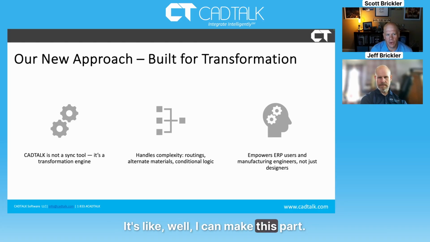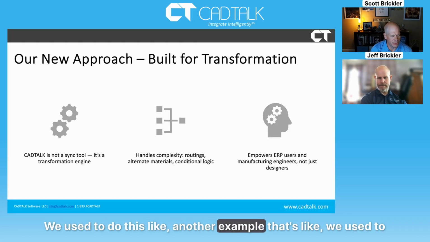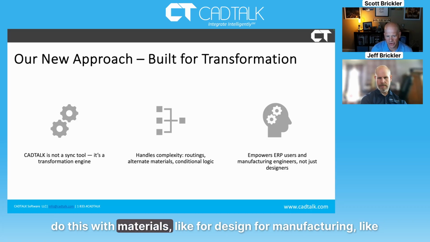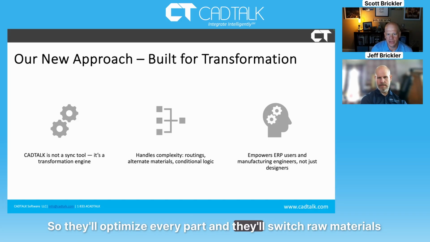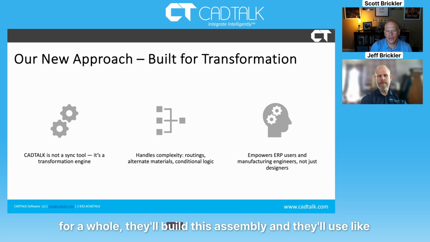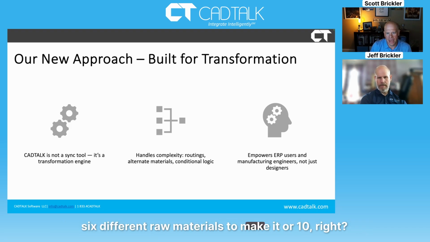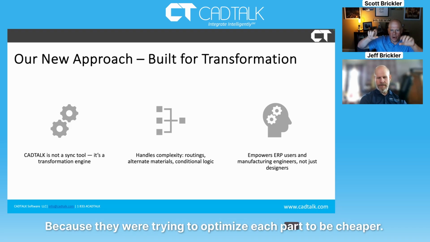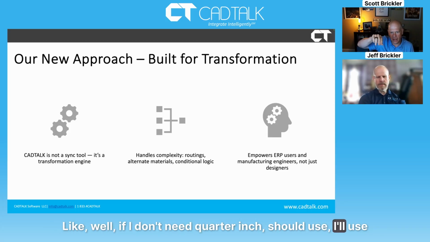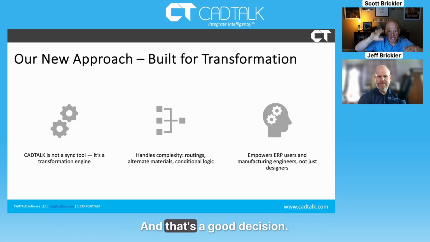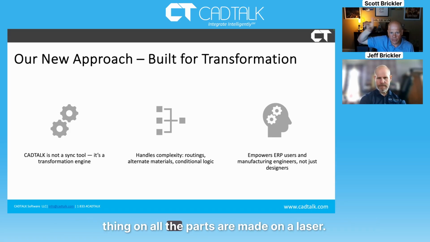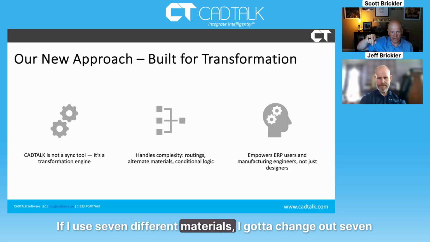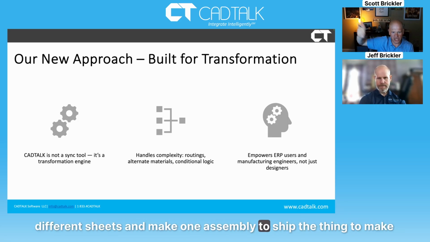It's like, well, I can make this part. Another example is that we used to do this with materials, for design for manufacturing. They'll design parts and say, well, I want the part to be cheaper. So they'll optimize every part and switch raw materials, and build an assembly using 6 or 10 different raw materials, because they were trying to make each part cheaper. Like, well, if I don't need 1/4 inch, I'll use 7 gauge. And that's a good decision on a micro level. Each part is cheaper, but all the parts are made on a laser. If I use 7 different materials, I have to change out 7 different sheets to make one assembly to ship the thing and make money.